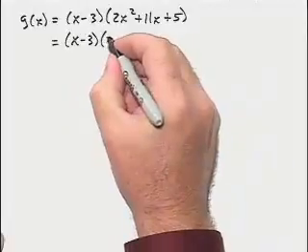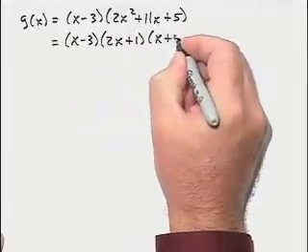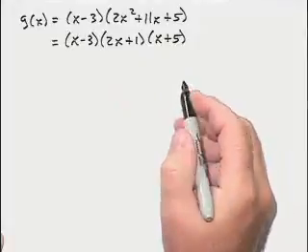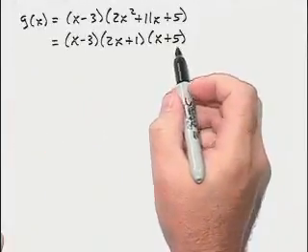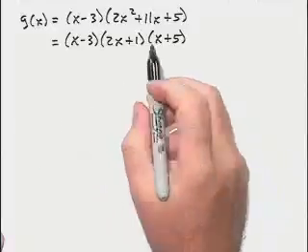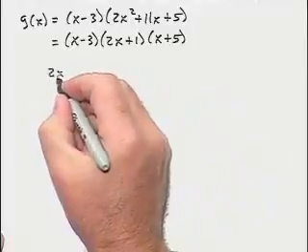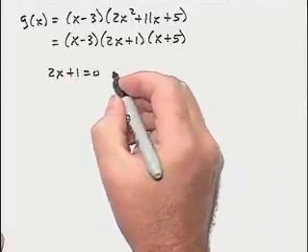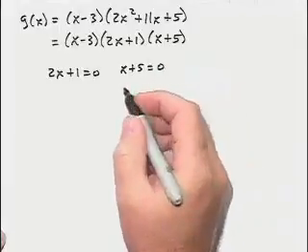We get x minus 3 times 2x plus 1 times x plus 5. So here we have our function g of x in factored form. To find the remaining zeros, set our last two factors equal to 0 and solve. We get 2x plus 1 equals 0, and x plus 5 is equal to 0.